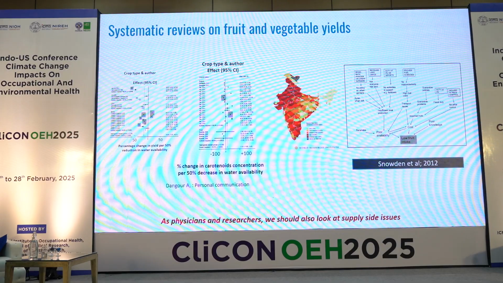And this is a map which shows, it's a systematic review, and this is a map which shows that fruits and vegetables grown in water stressed areas, it's lower. It's 50% lower in water stressed areas. But more importantly, the nutrient content, for example, beta carotene in fruits is lower in areas where water is depleted.